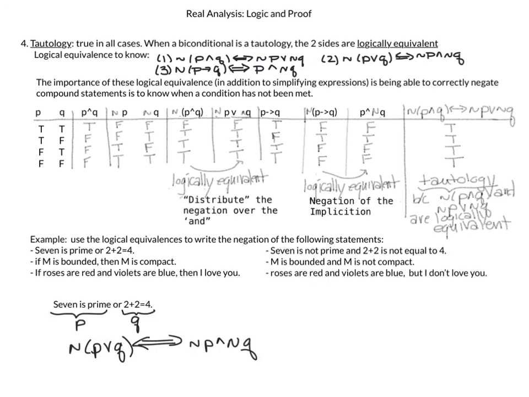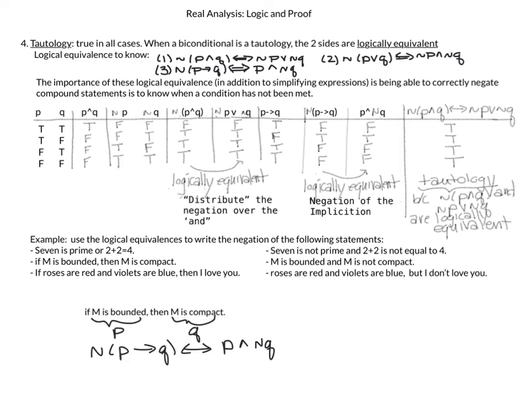So the first statement, 7 is prime, or 2 plus 2 is equal to 4. So here I have P is 7 is prime, Q is 2 plus 2 equals 4. So our statement is P or Q, and we want to negate that. And we negate that using this rule. We distribute the negation, but then we have to flip the or to an and. And what we get is 7 is not prime, and 2 plus 2 is not equal to 4.